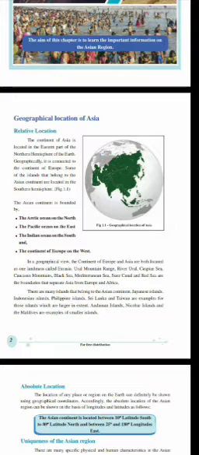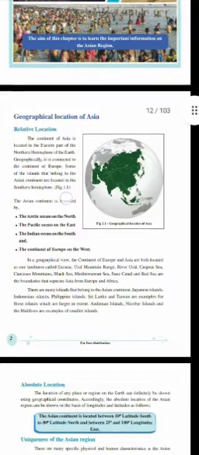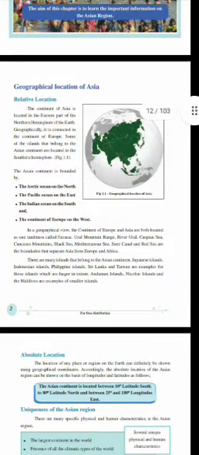So what's meant by absolute location? Absolute location is the expression of longitudes and latitudes. Write it down. Absolute location is the expression of longitudes and latitudes. Please write it on a paper so you can write it for exams.